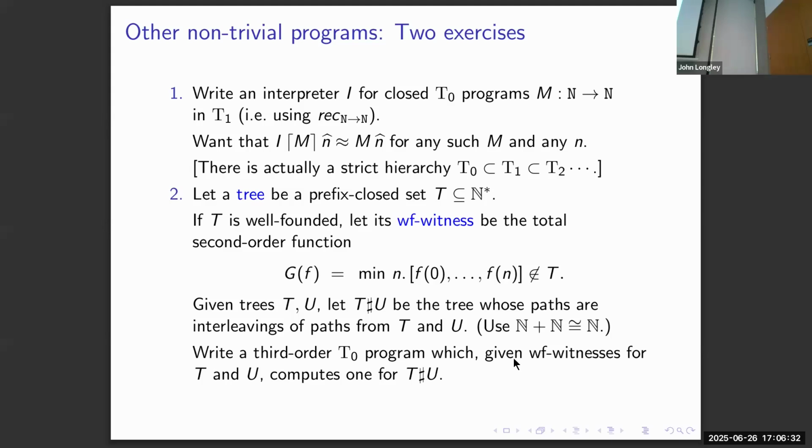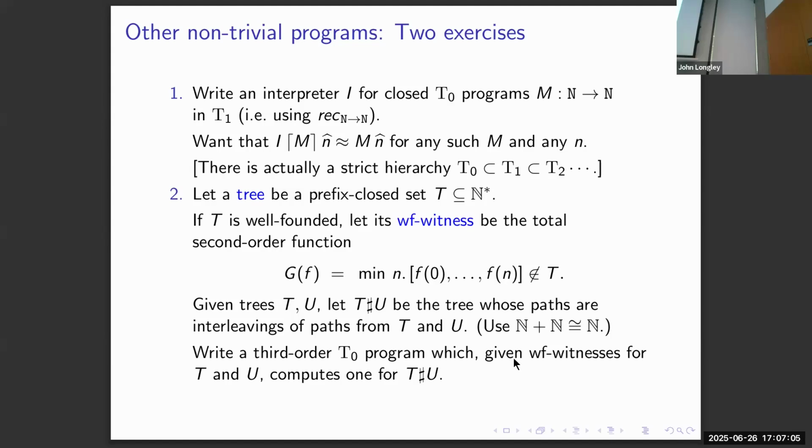Does the sentence there mean there is actually a strict hierarchy, T0 strictly included in T1 and strictly included in etc.? Yeah, it's a strict hierarchy. Sorry, does it mean that we can write an interpreter for Tn? Yes, each one can write an interpreter for first order programs of the type lower down. And you get strictly more, even first order functions, as you go up. So none of these can write an interpreter for themselves, but each one can do it for the one below.